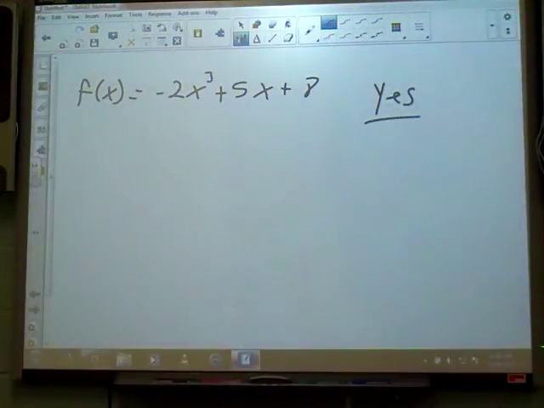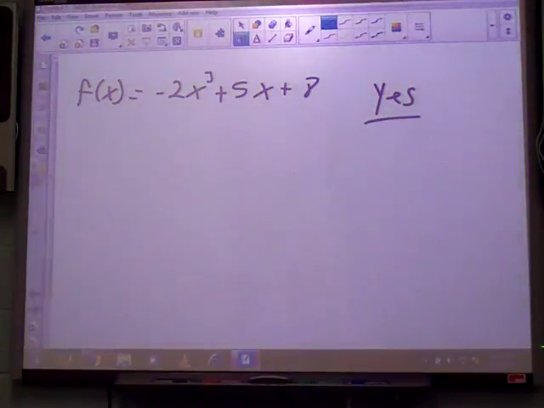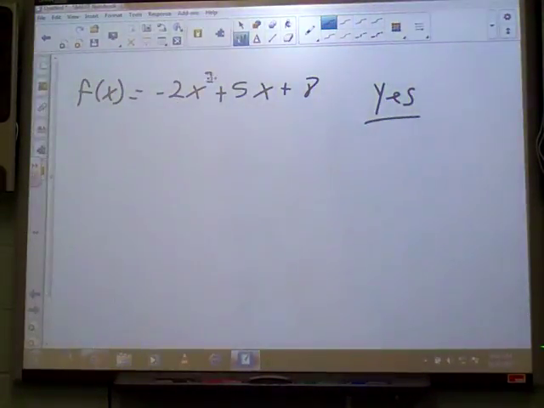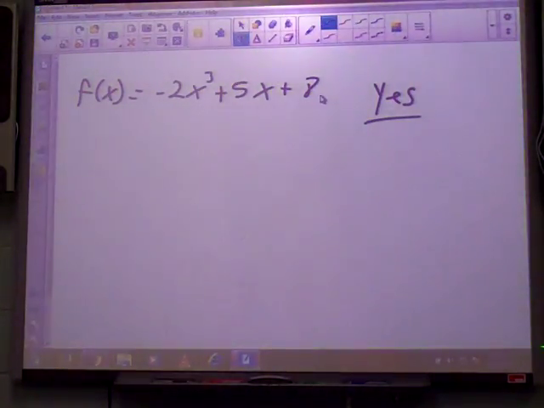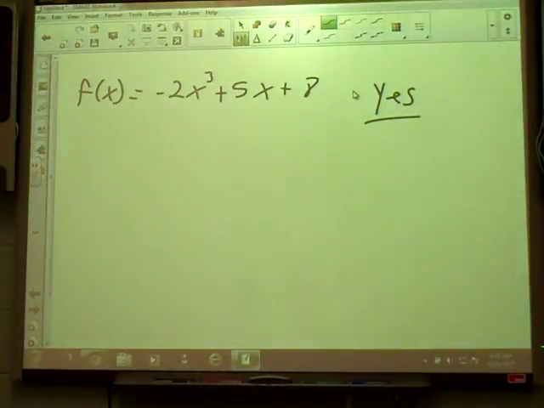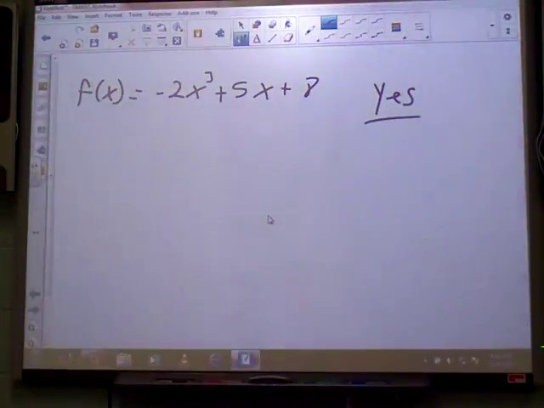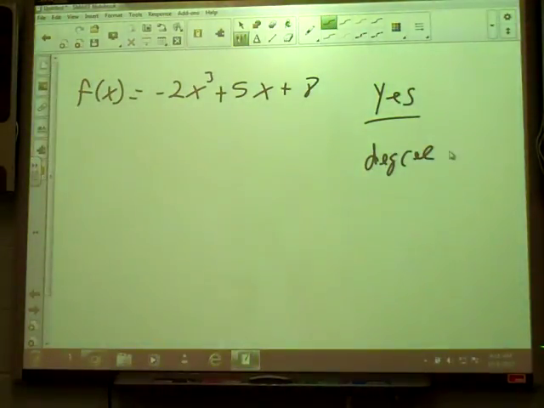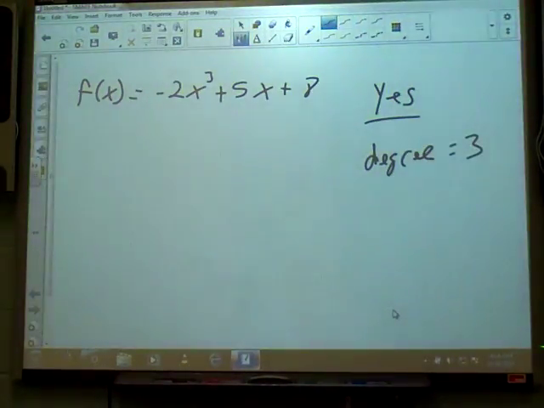Second, it said to write it in standard form. Standard form of a polynomial function starts with the highest power and goes in descending order. This one already is, because this is a 3, this is a 1, and this is a nothing. So those are already in descending order. If they're not, we would put them that way. So it's already in standard form. Question number 3 was to tell the degree. What's the highest power in this? It has a degree of 3.